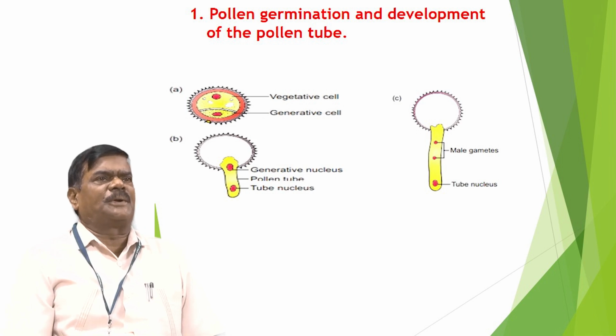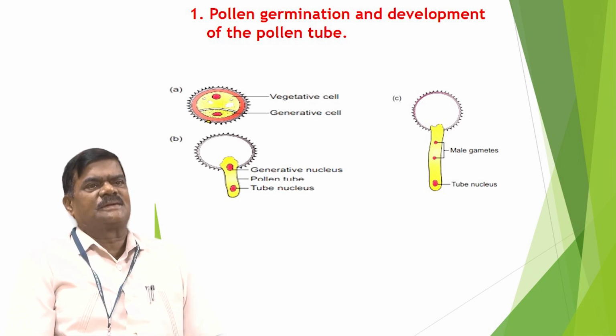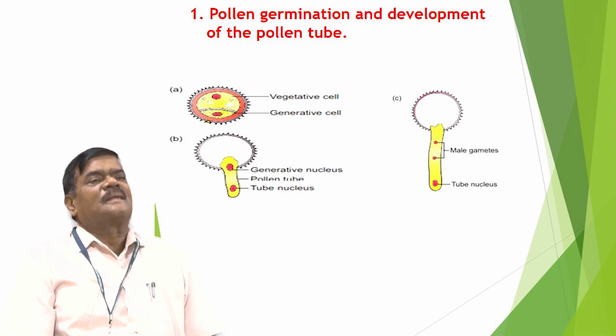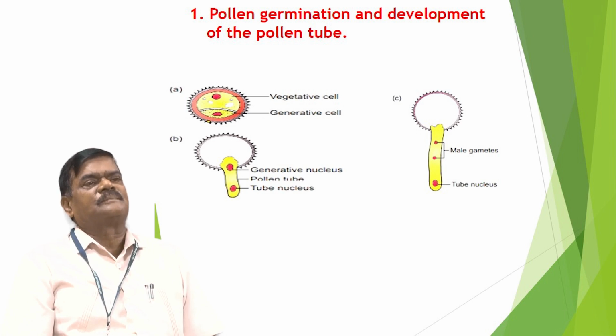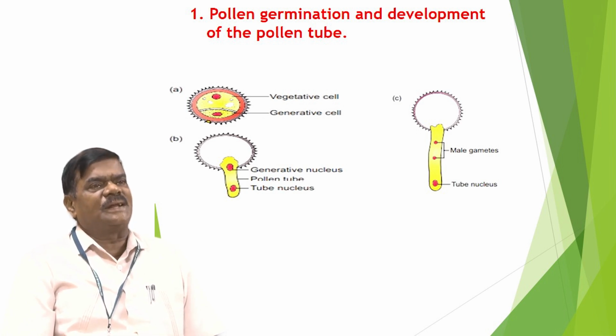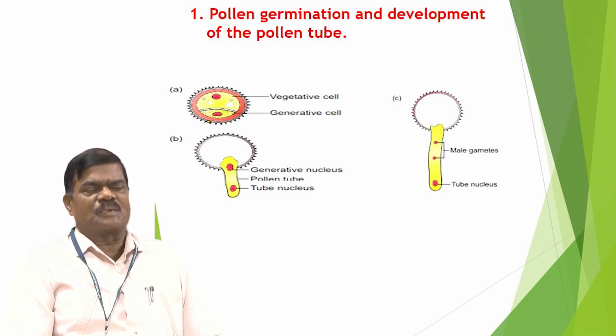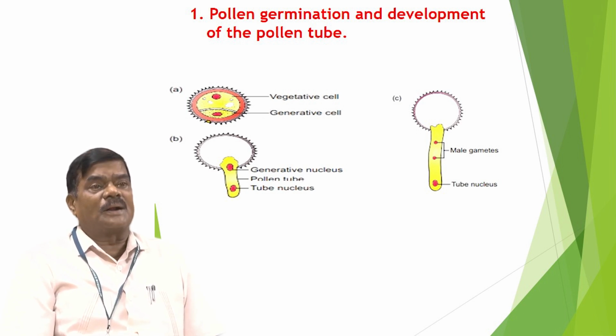Pollen germination and development of the pollen tube. This diagram shows the pollen grain is a double layered structure. It consists of outer exine, inner intine, and it also bears two nuclei, that is the vegetative nucleus and the generative nucleus, or in other words, we also call it the vegetative cell and the generative cell. Now, when the pollen grain falls on the stigmatic surface, the outer exine breaks open and the inner intine develops into a small tube-like structure.